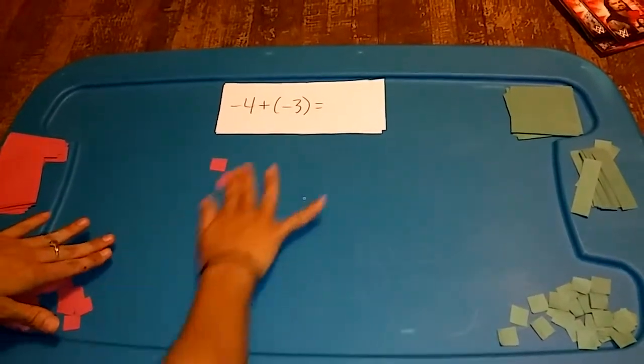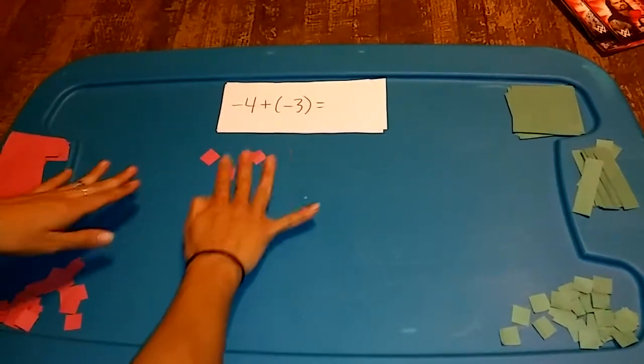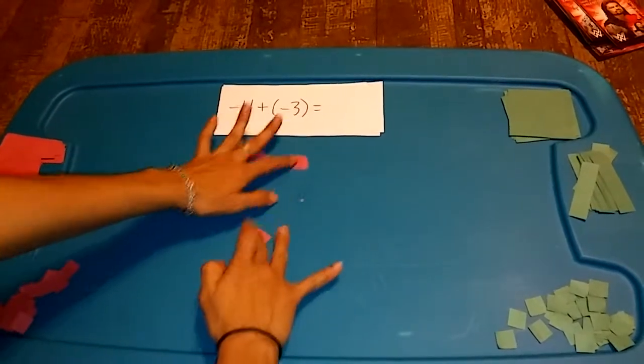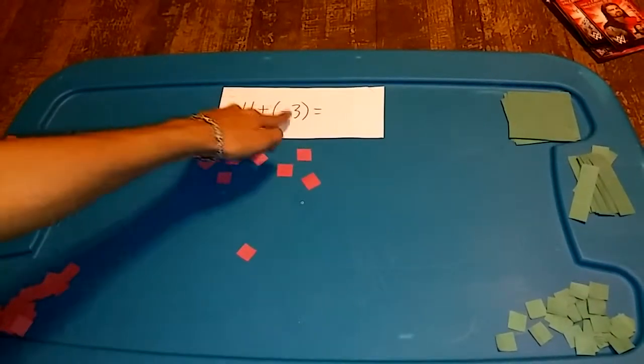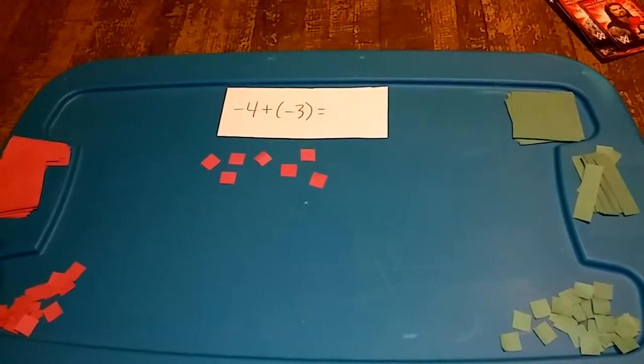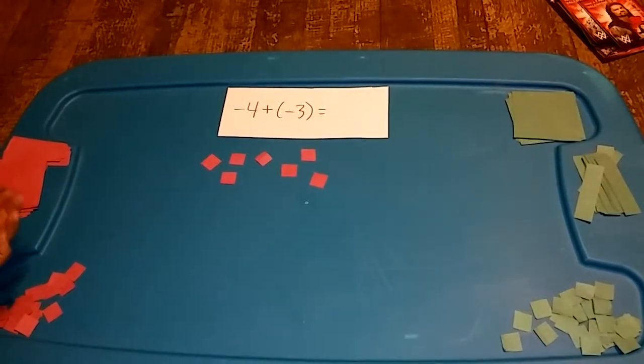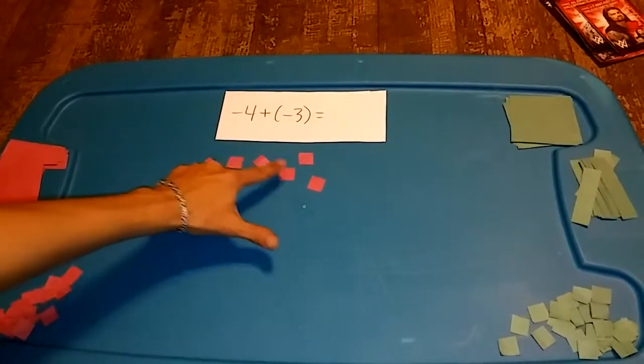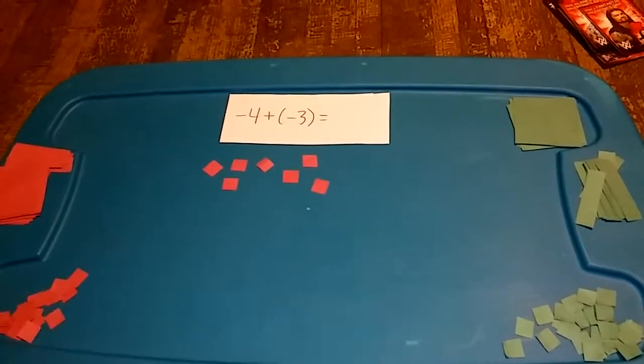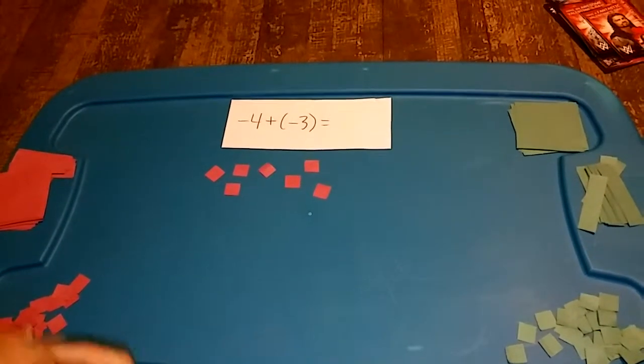You're going to find it similar when I'm adding two negative numbers. So -4 and -3. So again, no zero pairs created. So we're just going to tally up and get our answer. 1, 2, 3, 4, 5, 6, 7. They're all red, so my answer is -7.